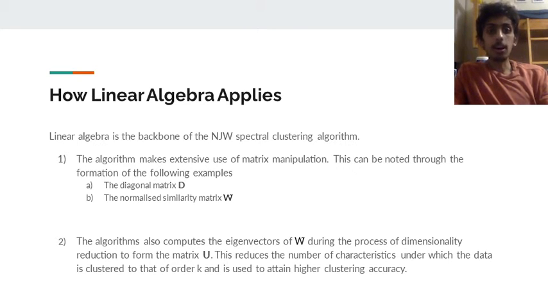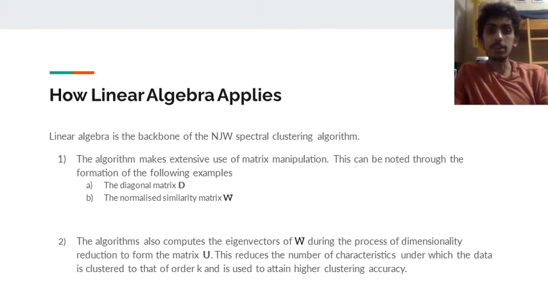The second area of interest in how linear algebra applies here is through the dimensionality reduction, reducing the characteristics on which the data is being measured. If you remember, this algorithm computes the eigenvectors of W tilde to form the eigenvector matrix U. This thus saves a ton of time in the actual k-means clustering algorithm and ensures that the result is more accurate than it would be if we were measuring on a lot more data than we currently are.